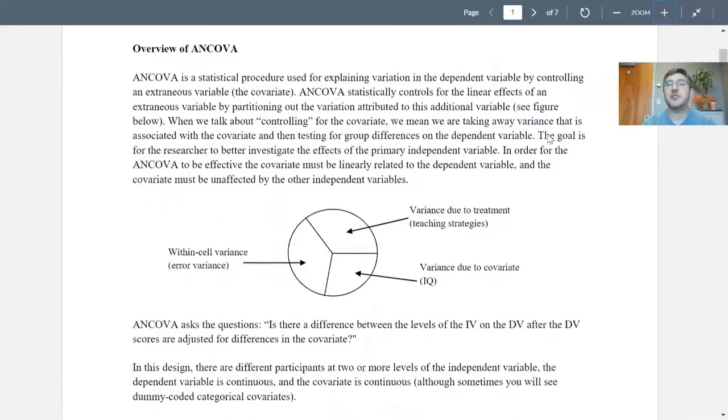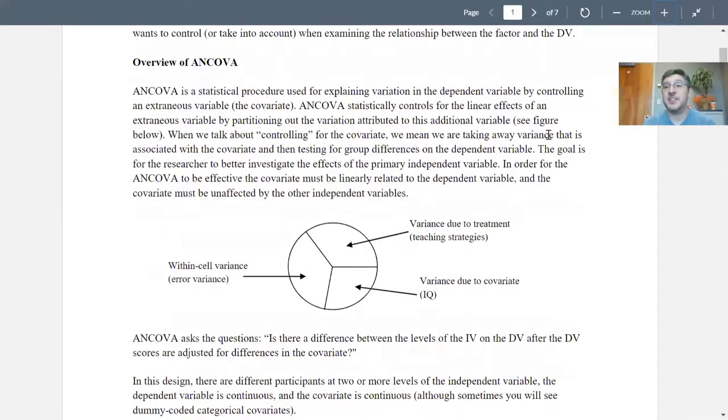You can see one of the advantages of using an analysis of covariance is this reduction in error variance. That's what this is trying to show. This is all the variability in the outcome. Our main independent variable will eat up some of the variance. The covariate will explain some of that variance, and then your error variance is reduced.